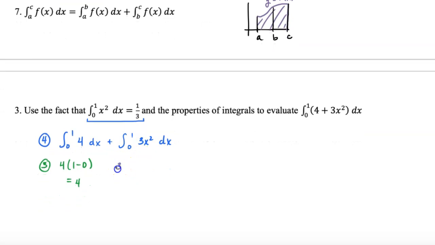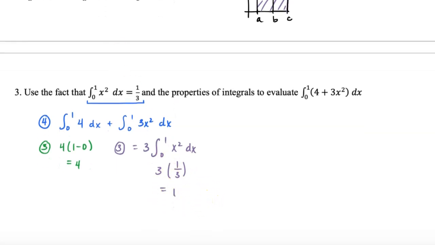This is going to be equal to 3 times the integral from 0 to 1 of x squared dx. Well, we're given that the integral from 0 to 1 of x squared dx is 1/3. And so now I'm just multiplying my 3 by 1/3 to give me that this is equal to 1. And finally, because these are added together, because of that sum property of integrals, my final answer is going to be 4 plus 1. And so this is all going to give me 5. So 5 is the value of this integral.